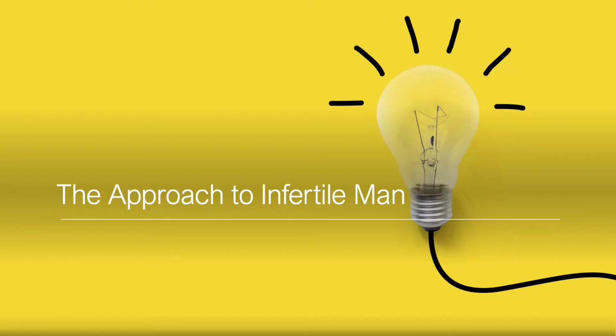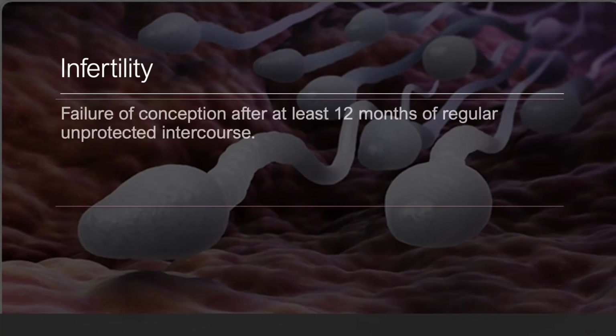To approach a patient presenting with an infertility problem, we should start with the definition of the problem. It is really important to make sure that the patient meets the definition of infertility, which means he has failed conception for the last 12 months in spite of regular unprotected intercourse.